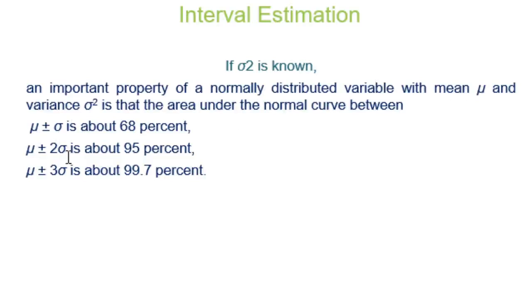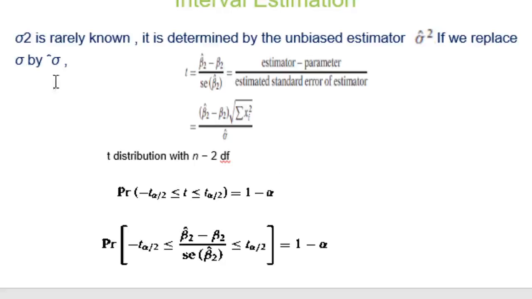Then mu plus or minus sigma explains about 68%, mu plus or minus 2 sigma explains about 95%, and mu plus or minus 3 sigma explains about 99.7% of the area. Sigma square is rarely known, and it is estimated by the unbiased estimator sigma cap square. If we replace sigma by sigma cap, then t is equal to beta 2 cap minus beta 2 by the standard error of beta 2 cap. That is, estimator minus parameter by the estimated standard error of the estimator.